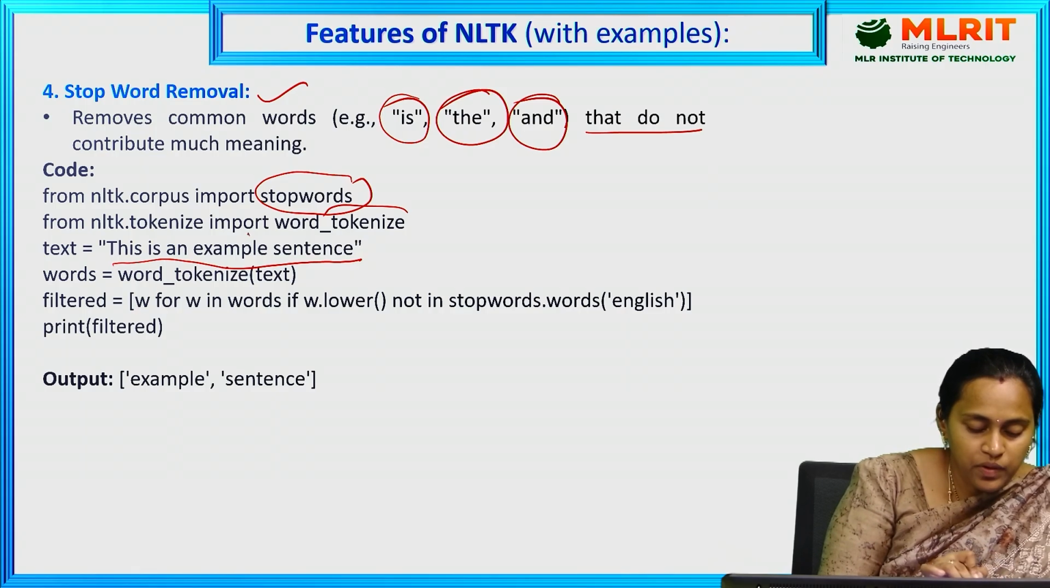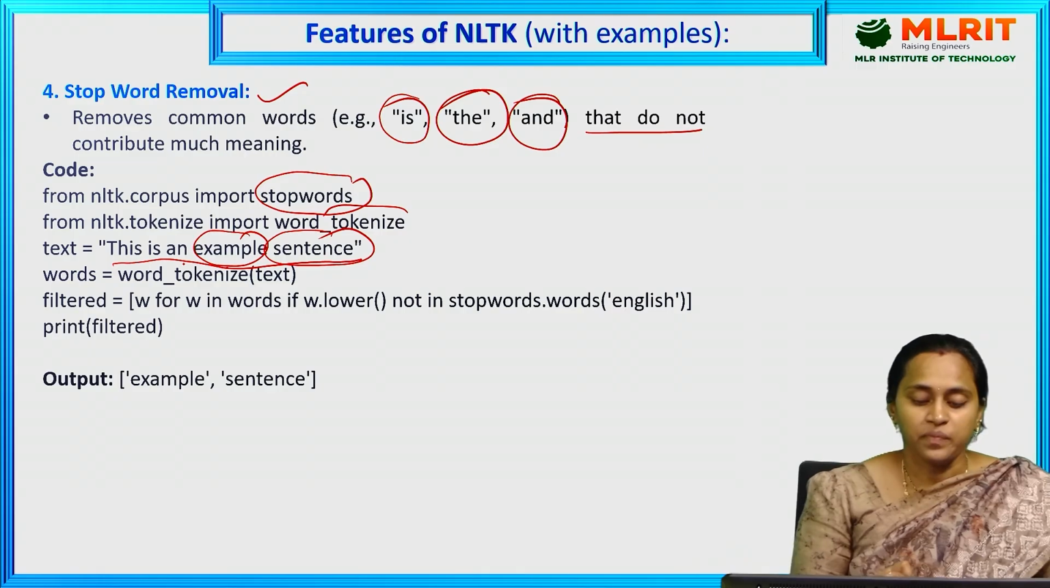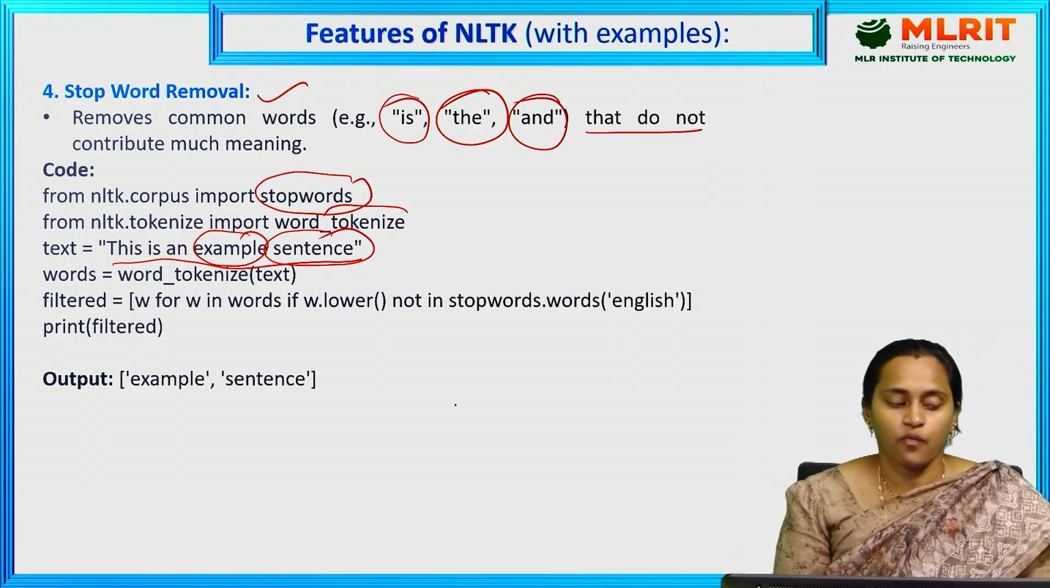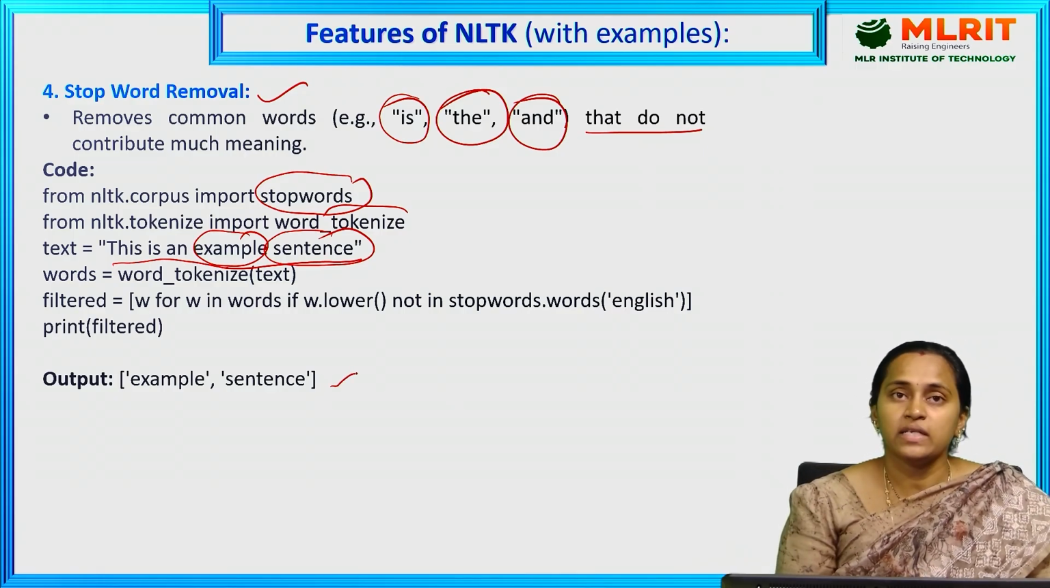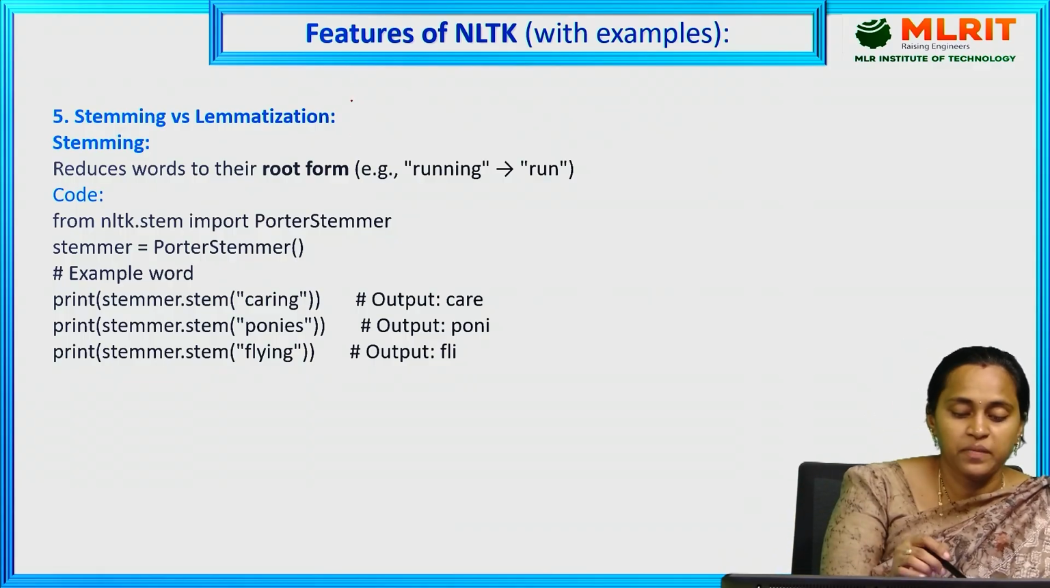See the example sentence. This is the final output. This is a determiner, "is", and also some other determiners. It means we have to remove the stop words. What will we get as the output? Example sentence.